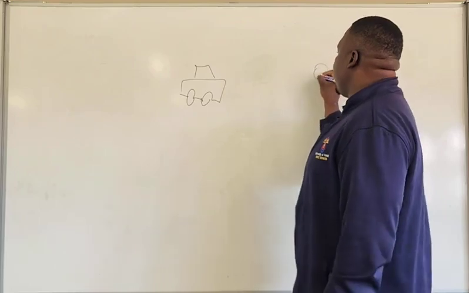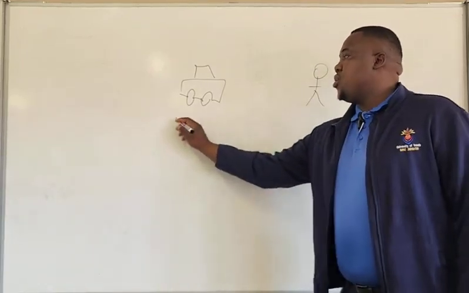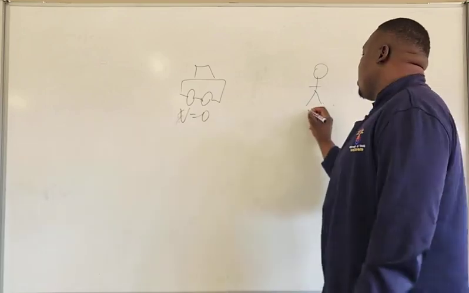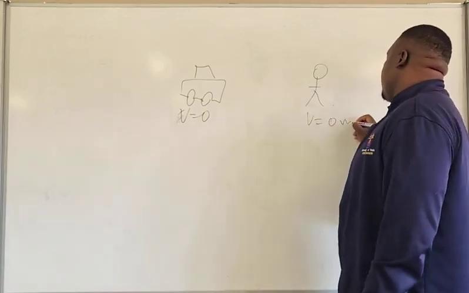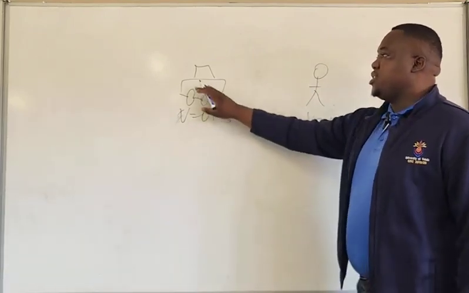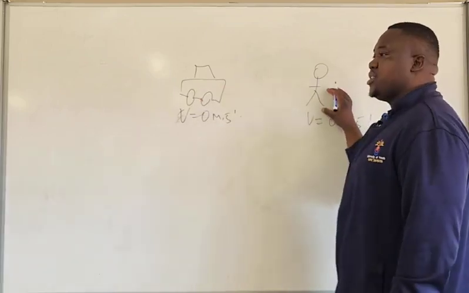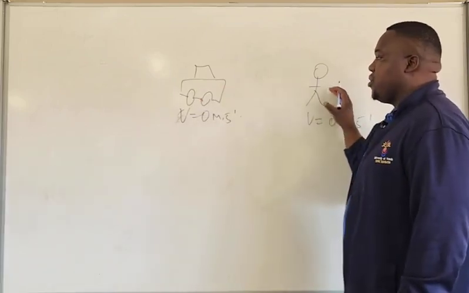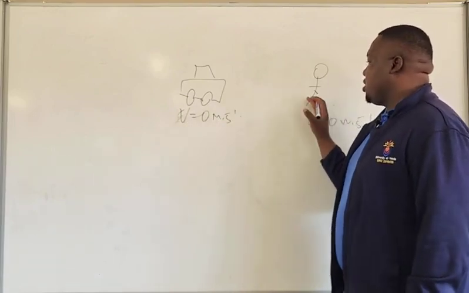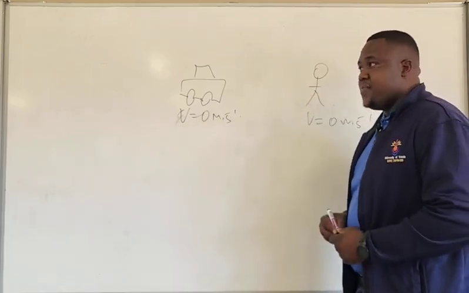and we have a stationary listener, this one is stationary. Let me say V is 0, and V is 0 meters per second. The velocity of this car is 0. The velocity of this listener is 0. So both the listener and the source, they are stationary.